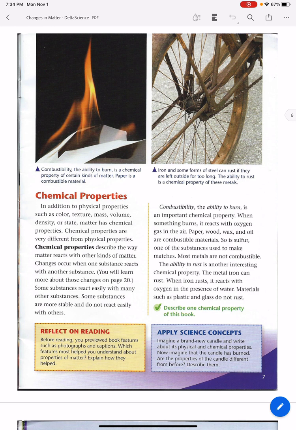The metal iron can rust. When iron rusts, it reacts with oxygen in the presence of water. Materials such as plastic and glass do not rust. Describe one chemical property of this book.